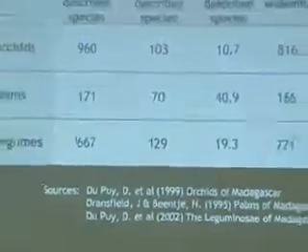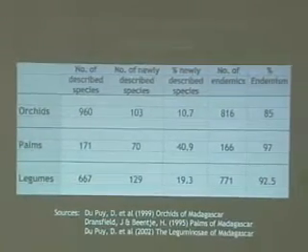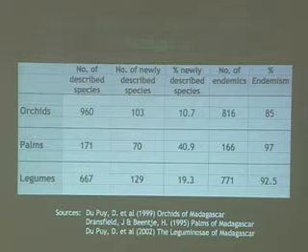And as we did the orchid and palm accounts, this just gives the kind of numbers. Orchids, about 1,000 species, 1 in 10 of them new. Palms, 70 new species out of 170 total in the flora. Legumes, 129 out of 667. So I think that gives you a sense of just how much we still have to learn about the flora of the tropics.